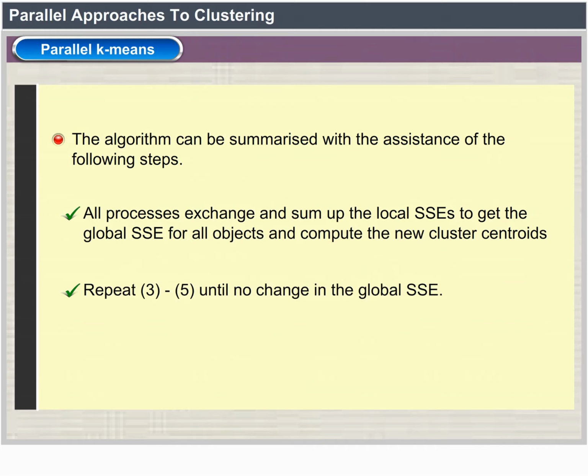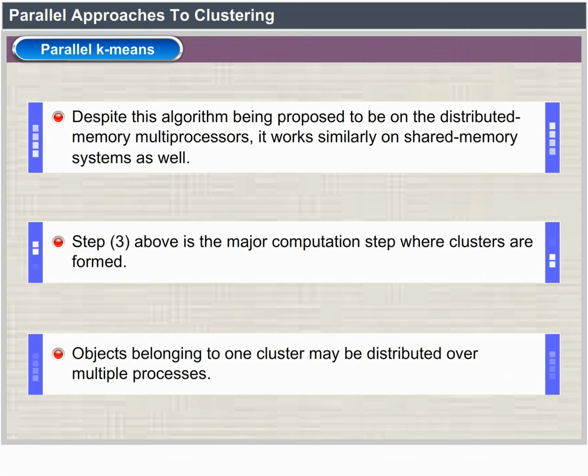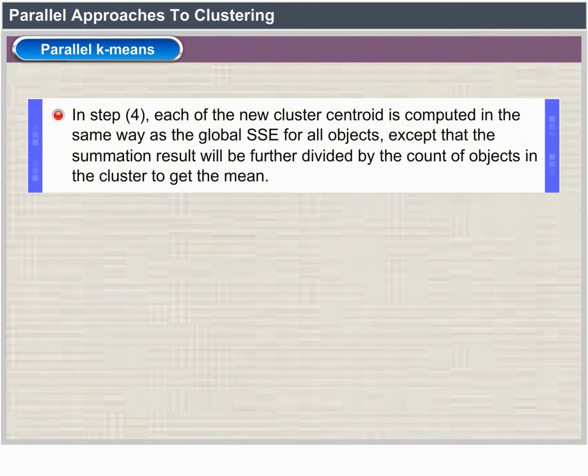The algorithm is proposed on distributed memory multiprocessors, but works similarly on shared memory systems as well. Step 3 above is a major computation step where clusters are formed. Objects belonging to one cluster may be distributed over multiple processes. In step 4, each of the new cluster centroids is computed in the same way as the global SSE for all objects, except that the summation result will be further divided by the count of objects in the cluster in order to get the mean.